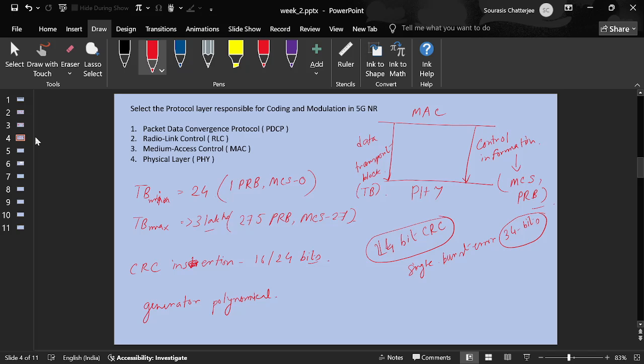Yes. And why is it necessary for the receiver to be aware of the exact generator polynomial being used at the transmitter end? It should decode the CRC. Okay, it should decode the CRC. Fine.